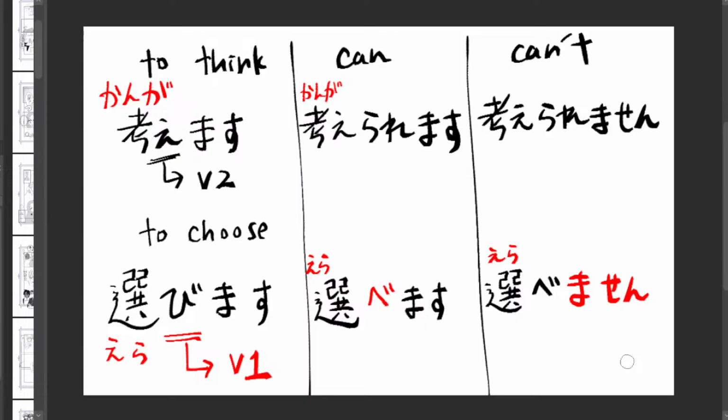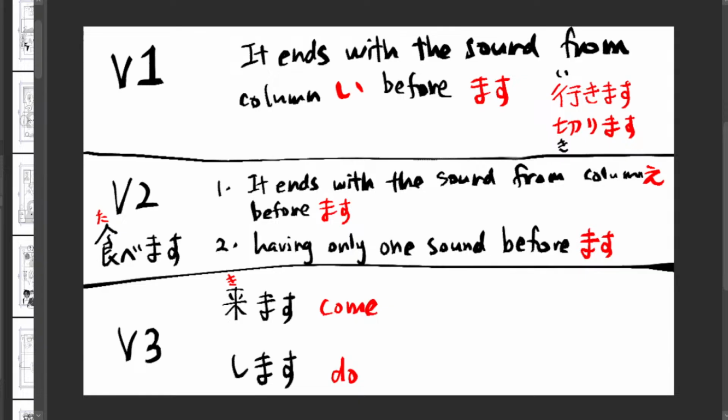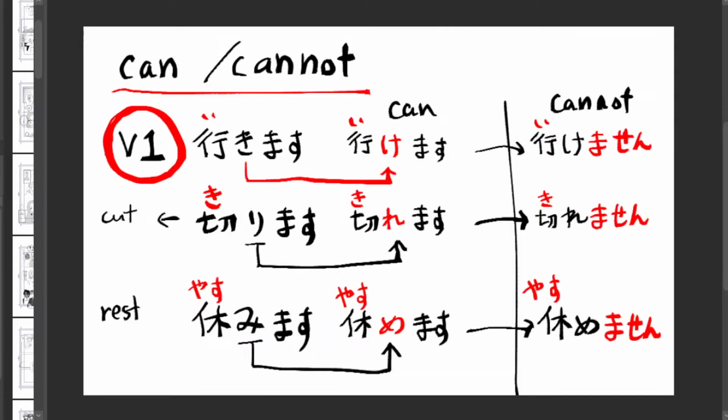So I think that's all it'll be for today. I did a recap on hiragana, katakana, and kanji, and then a recap on how to say noun sentences and verb sentences in simple tense and in past tense, negative and positive. And then I explained how to change the verbs, V1, V2, V3, to can and cannot.